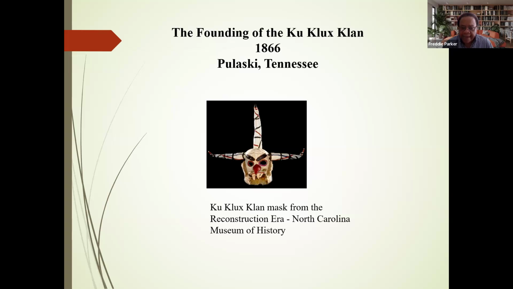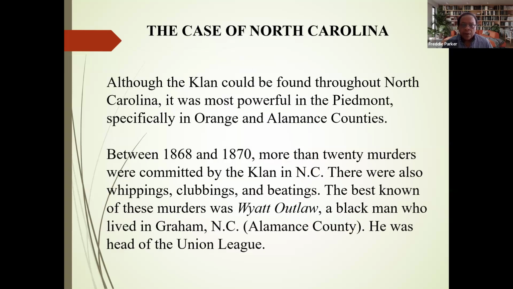And this is actually a mask from the Reconstruction era that one could see Ku Klux Klan members wearing. In the case of North Carolina, just to bring it home, the Klan was very powerful in Tennessee, in places like Alabama, Mississippi, and especially South Carolina. And although it could be found in many places throughout North Carolina, it was absolutely powerful in Orange and Alamance counties, and I could add to that Caswell County.